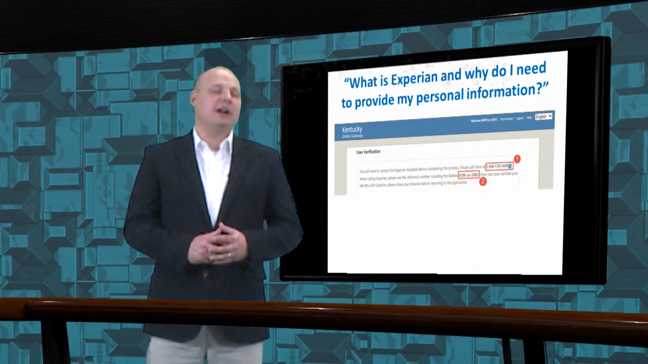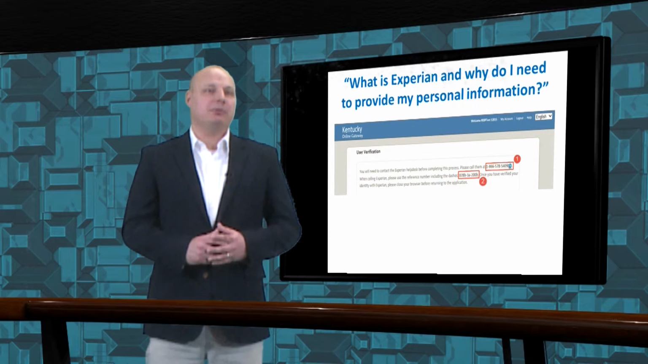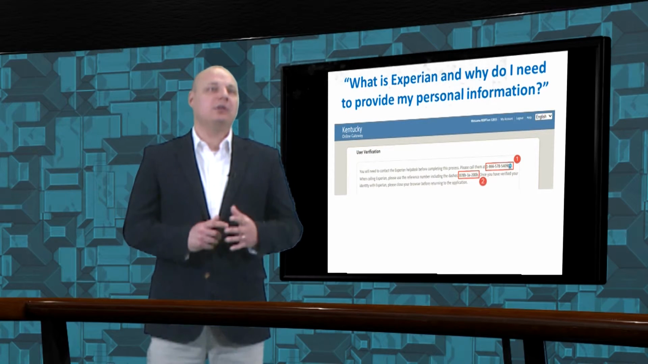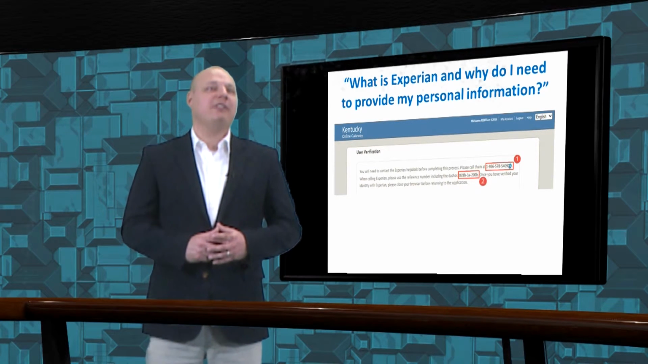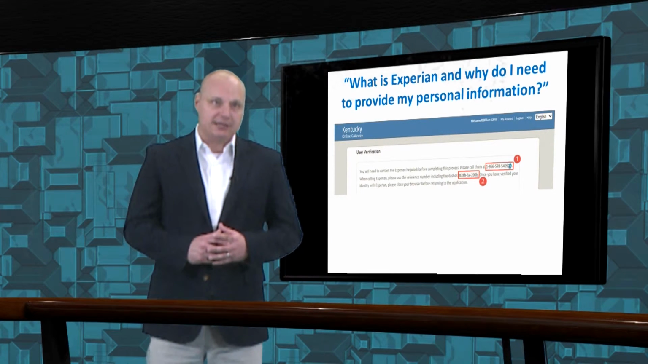I'm sure most of you are asking, what is Experian and why do I need to provide my personal information? Remote identity proofing is a prerequisite to gaining access to all Kentucky Health Benefit applications. In order to verify your identity, we verify the data you provide against the Experian Credit Bureau in an attempt to find a credit profile match.